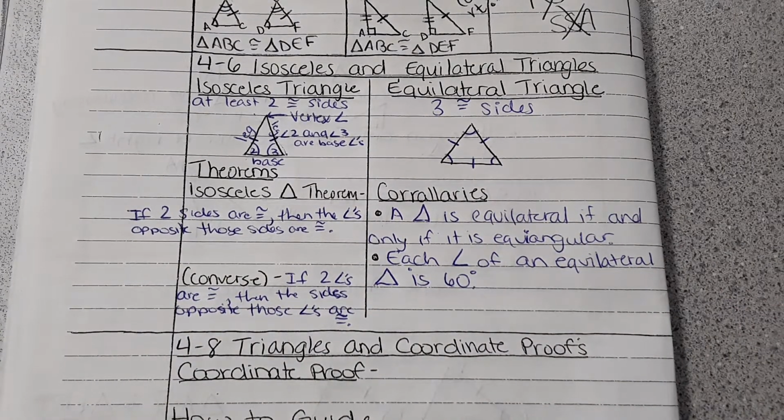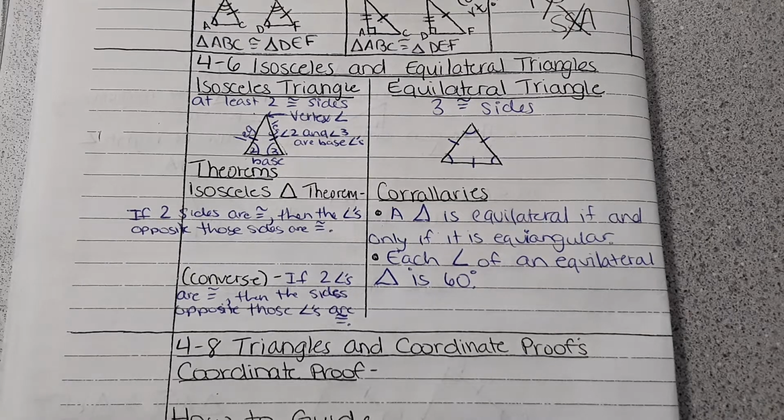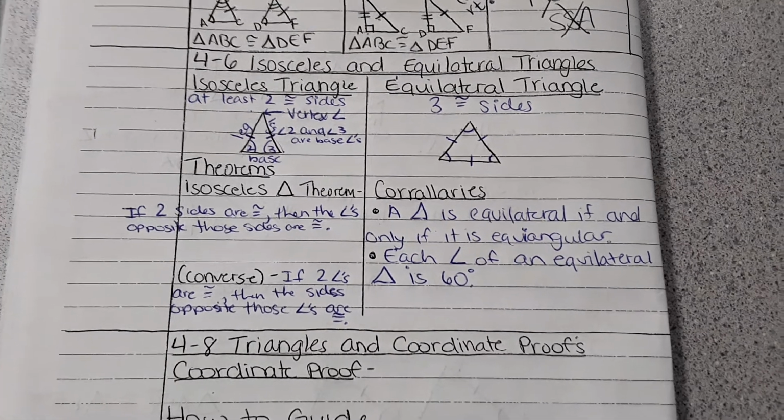Each angle of an equilateral triangle is 60 degrees, as I mentioned. Okay, so then we're going to move over to the workbook.